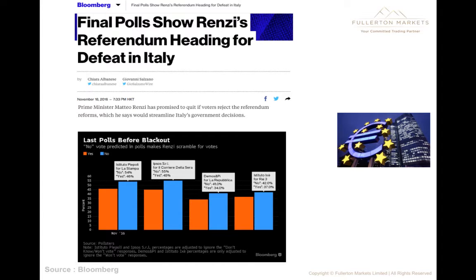So what is important about this poll is, as you can see from this Bloomberg report, I did a snapshot. Of course, you can Google this title and then read the full report. I did a snapshot of the report and highlighted the sentence. As you can see over there, Prime Minister Matteo Renzi has promised to quit if voters reject the referendum.